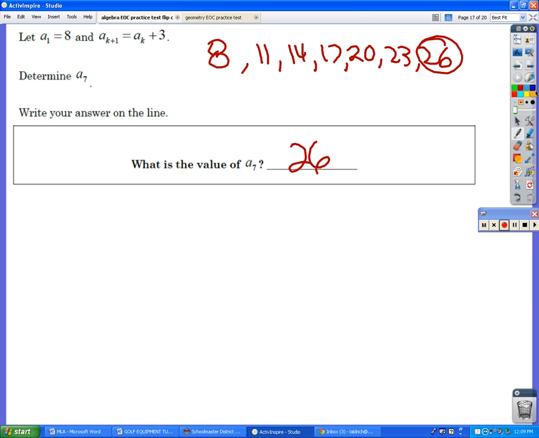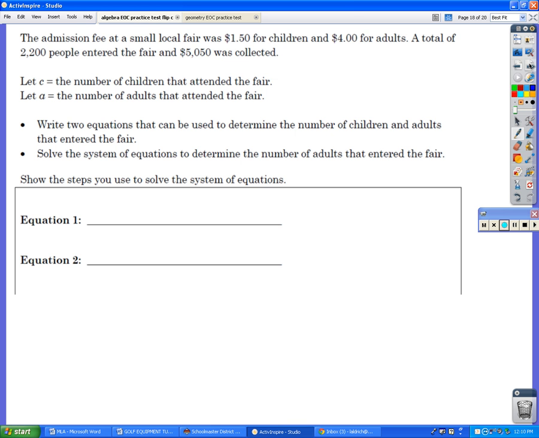So how do you do that? Well, you start with 8, okay? Because this says A1, so that means the first one is 8, and then you add 3 each time. So plus 3, plus 3, plus 3, plus 3, plus 3, plus 3. And the question is asking what's the seventh one. So keep going till you get to the seventh one. The K is just a variable. Don't get hung up on it. It would be more confusing if I tried to explain it to you.